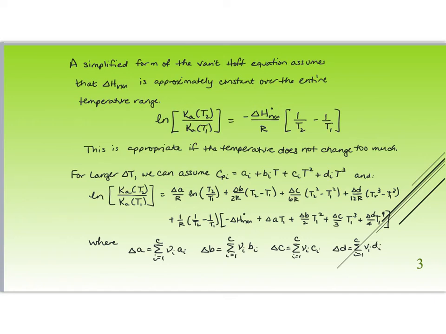All these delta A, delta B, delta C are simply the stoichiometric sum of the coefficients for the pure C sub P's. And we can use this so that we can estimate K's for temperature changes when delta H of reaction is not at the standard state.